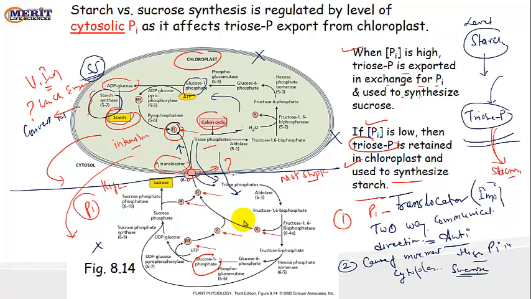Triose phosphate, and then with the help of aldolase, fructose 1,6-bisphosphate, fructose 6-phosphate, and then hexose phosphate isomerase, glucose 6-phosphate, glucose 1-phosphate, UDP glucose, very similar to glycogen, and UDP glucose pyrophosphorylase is there. Sucrose phosphate, and then sucrose formation. So ultimately, what is the takeaway? The takeaway is that cytosolic Pi affects triose phosphate export from the chloroplast.